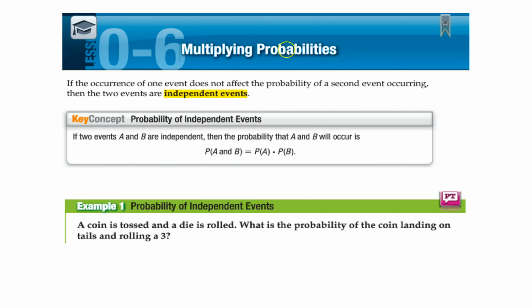Multiplying probabilities. This lesson is all about different ways to find probability. And the first word we're going to talk about is independent events. These are two events that have no effect on each other.